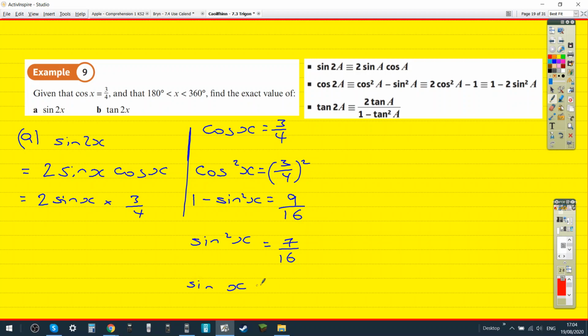And so sine x? Plus or minus the square root of that. Very true. This is some angle. Is it positive or negative? It has to be positive.